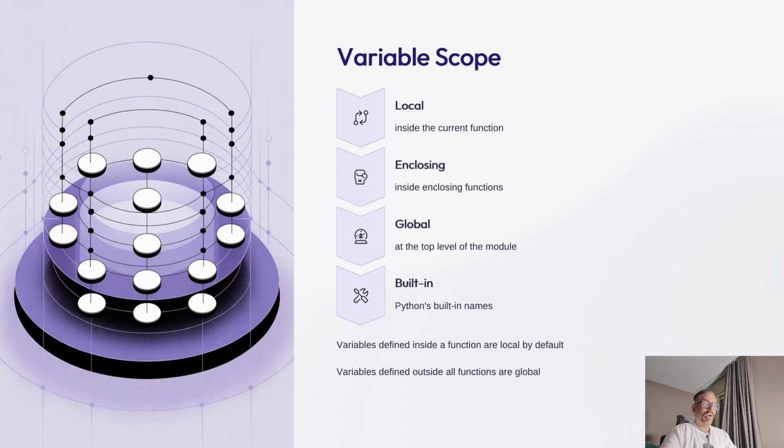Variables defined inside a function are local by default and only exist during the function execution. As soon as the function finishes executing, that variable is deleted automatically. They are created when the function is called and destroyed when it returns. Those are the local variables. A variable defined outside all functions is known as a global variable, and it is accessible throughout the module. That means you can use that global variable in any of the functions that you want.